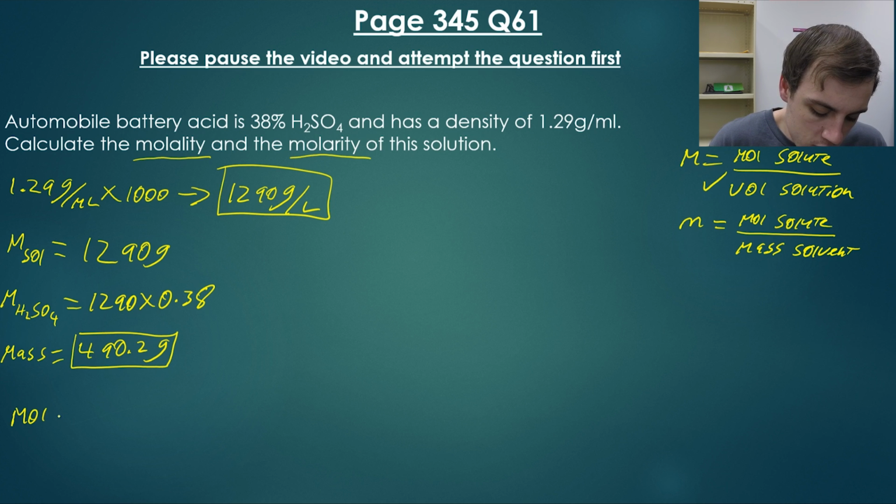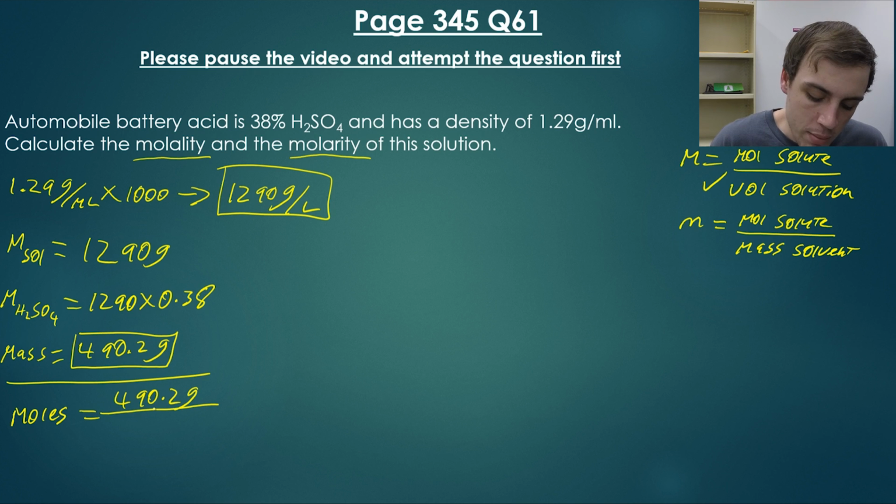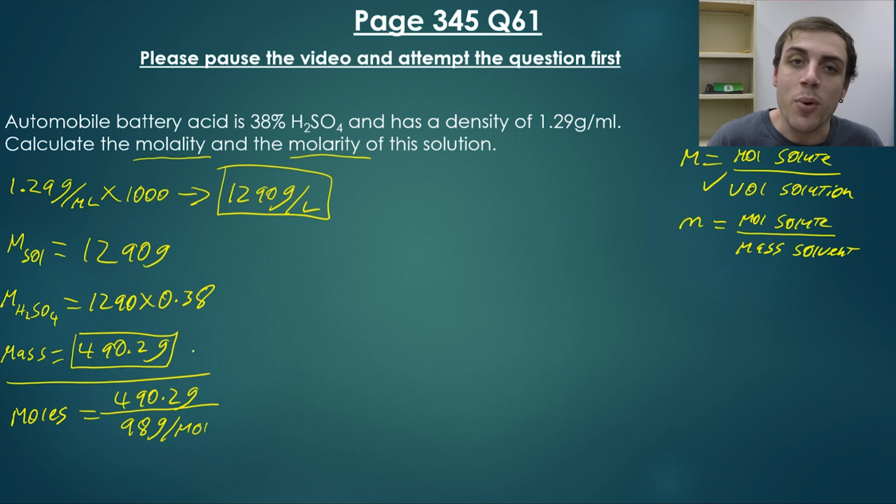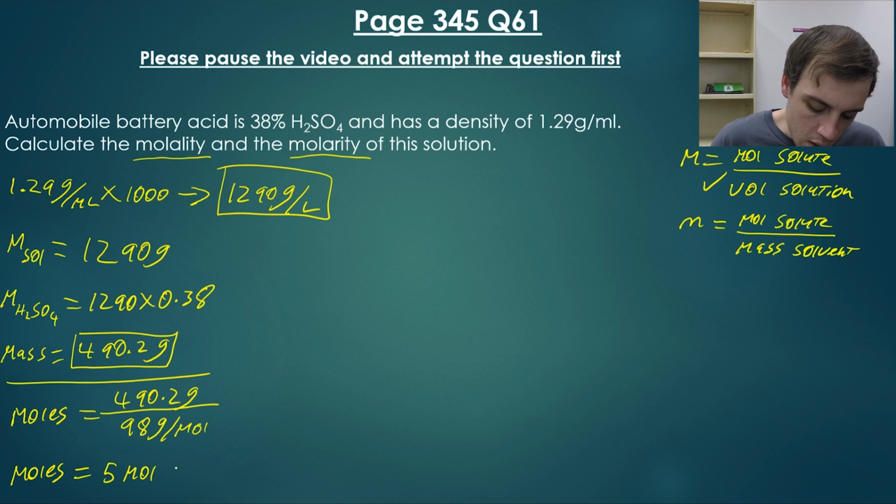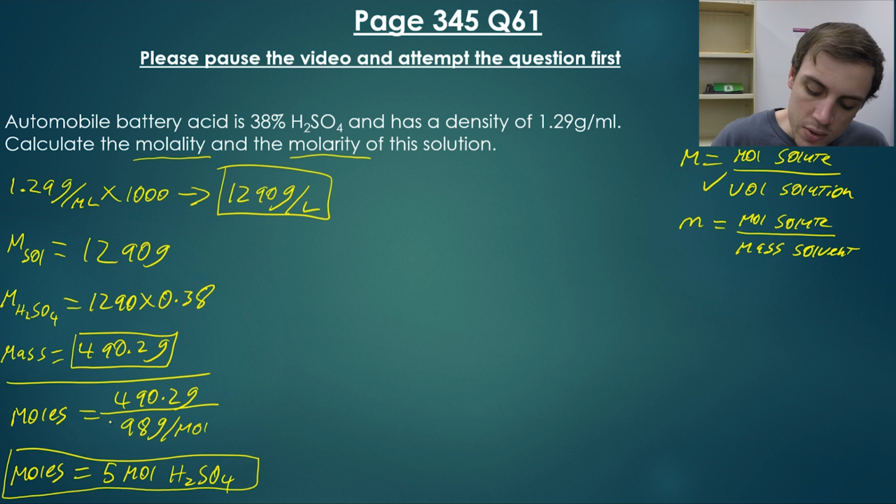Now we can use the mass of our solute to calculate the number of moles. So moles is equal to the mass, which is 490.2 grams over molar mass. We get 98 grams per mole. So 490.2 divided by 98 gives us 5 moles of sulfuric acid. So I'm going to put a square around that because we've just got another 2 things off our checklist.